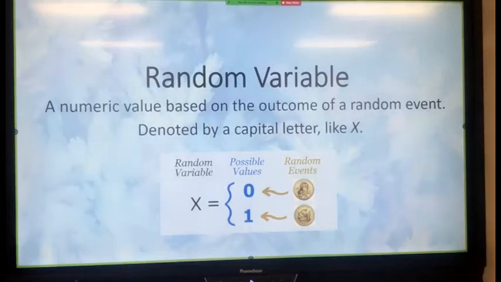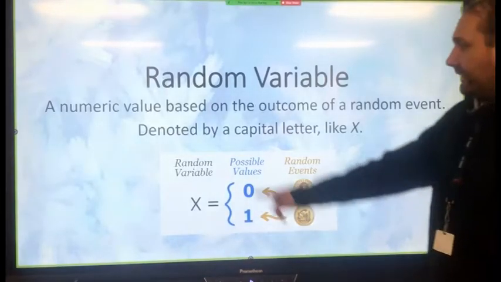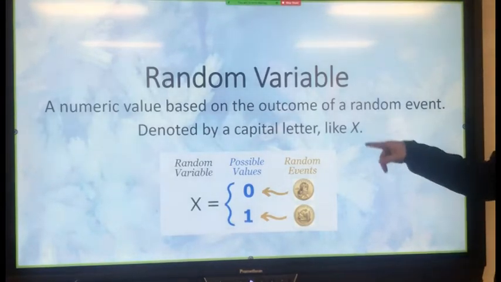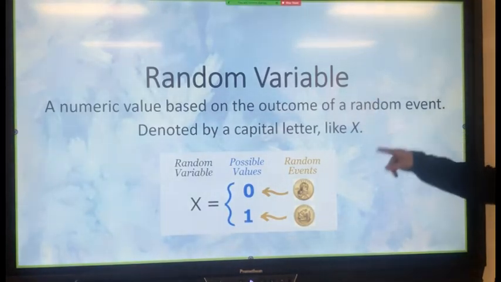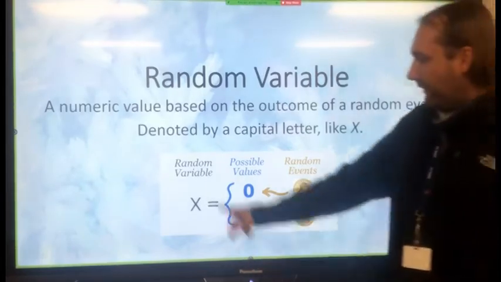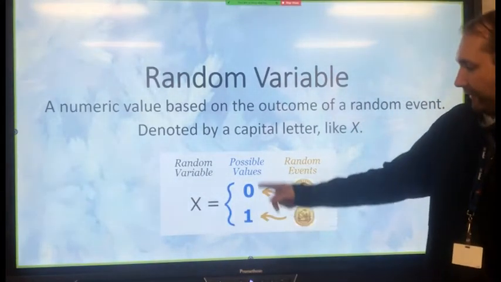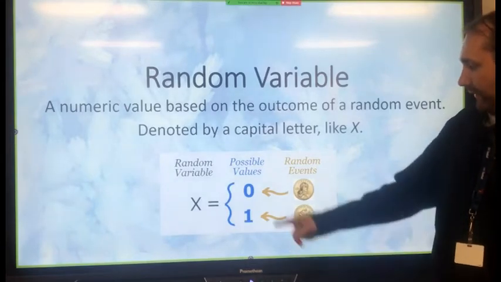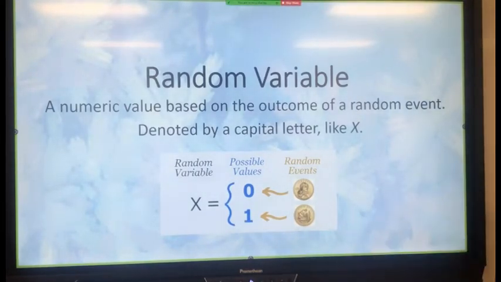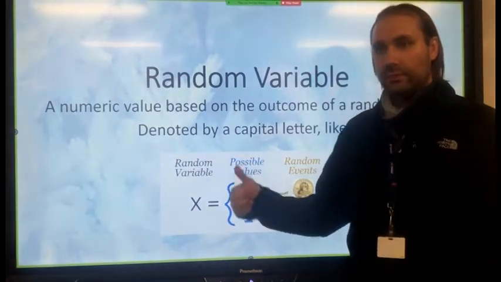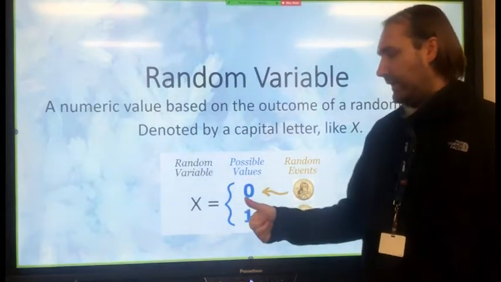Based on the outcome of a random event. It's usually denoted by a capital letter. Like always, we like X in math, right? So you usually see a capital X. So we have this random variable X. With flipping a coin, I have two possible values: it's either 1 or 0, and I'm either going to get heads or tails. So my random variable is, do I get a heads or do I get a tails?